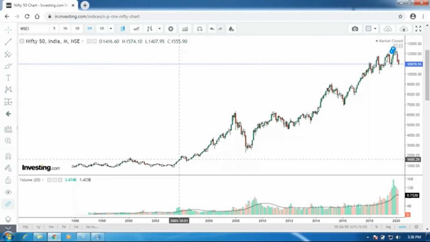And all of this started right here where the crosshairs are. This is 2003, when the market for the first time broke above 2000 levels. And this was after the disaster of 2000. 2000 is when a lot of people lost a lot of money on the markets. This was the Ketan Parekh era. And then in 2003, markets were able to put all of that behind.